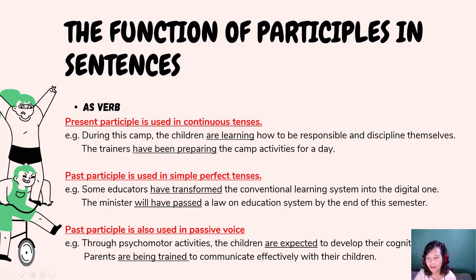The minister will have passed a law on education system by the end of this semester. So passed is the past participle. Future perfect. Of course, this must be the simple one, not the continuous one. And then it is also used in passive voice. As we know the structure of passive voice, that is subject plus to be plus verb 3. All of the tenses will use verb 3.